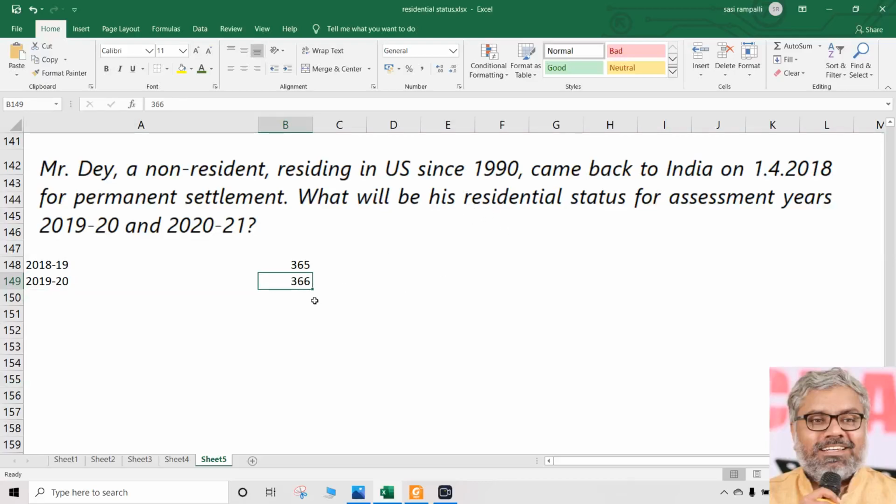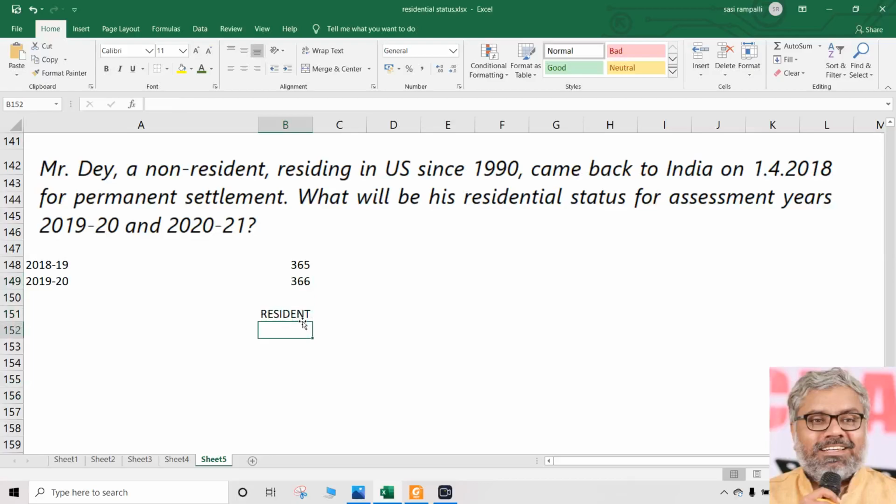So what is the residential status he is asking? Simple, direct point. Once again, basic condition number 1. Did he stay in India for more than 182 days during the previous year? Answer is yes. Automatically, immediately, we don't even need to check the second condition. Automatically the person is resident, no doubt about it, since he stayed for 182 days or more during the previous year. Second basic condition not required, directly he is resident.